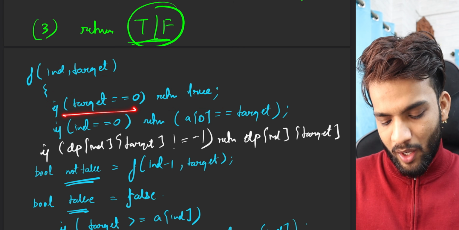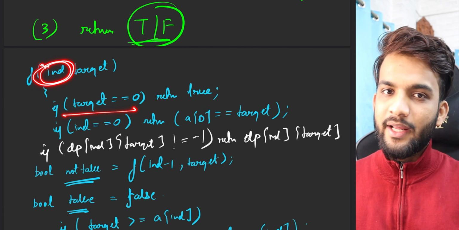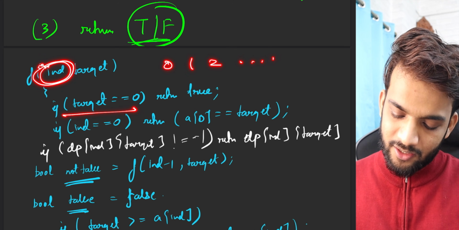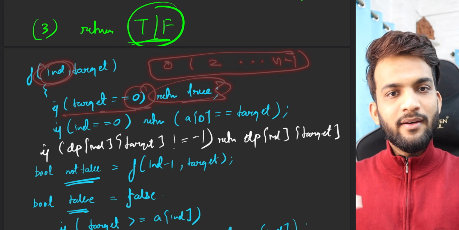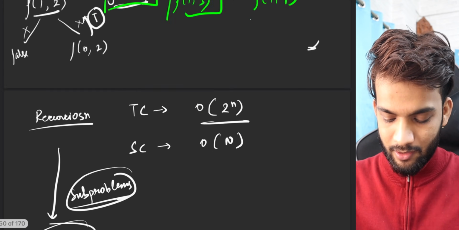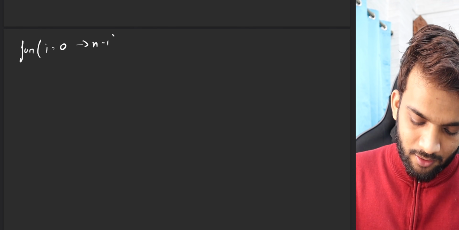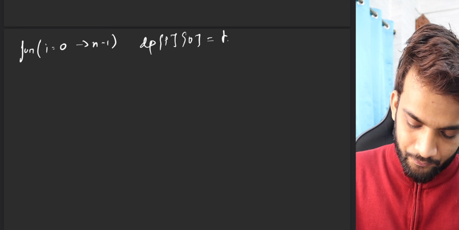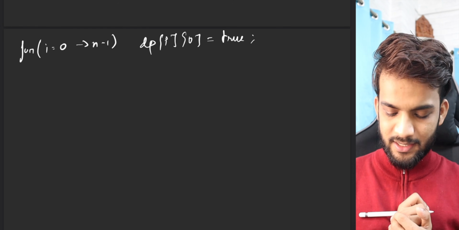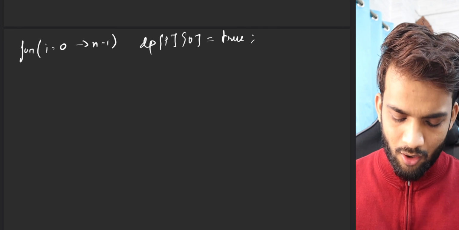So if target is 0, what can be the possible values of index? Ask your brain. 0, 1, 2 till n-1. So for every index with target 0, you return true. Just write it, don't think anything else. Tabulation, you should not complicate, you should keep it simple. For i equal to 0 till n-1, you write DP of i, 0 equal to true. That's what you did in the base case, because for every index, if target is 0, you write true. So just write it now.